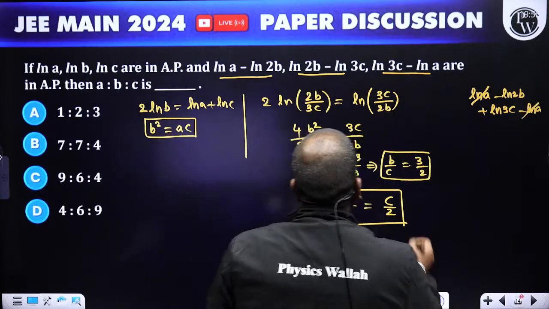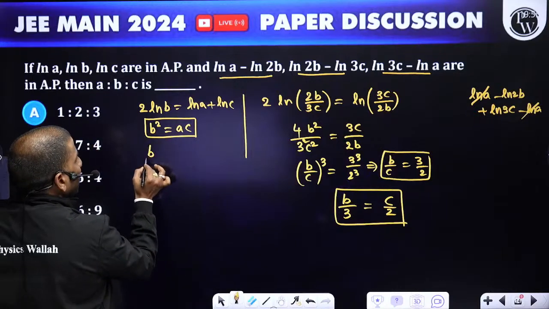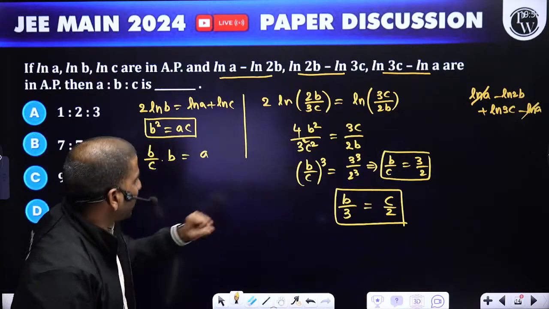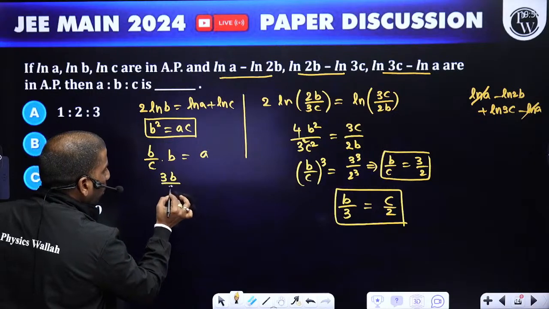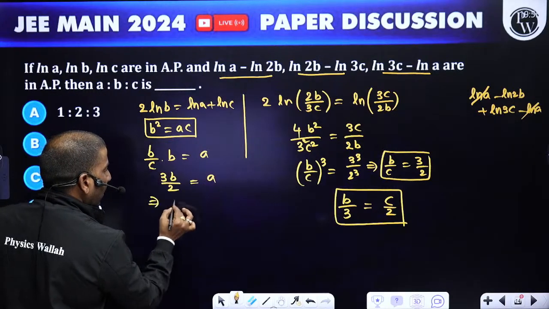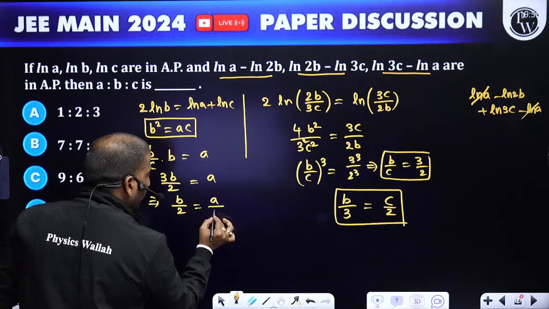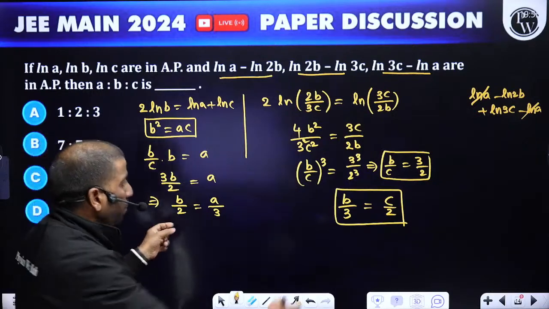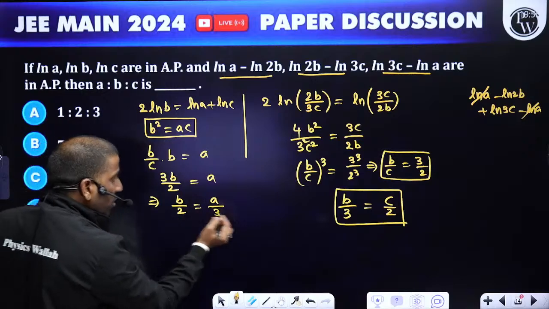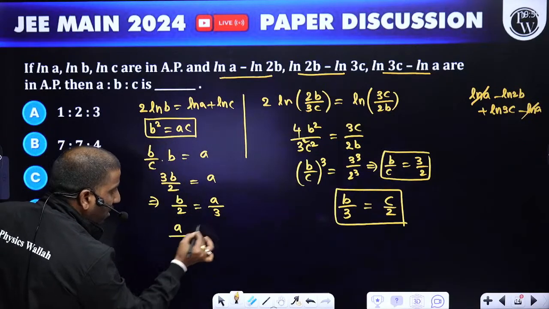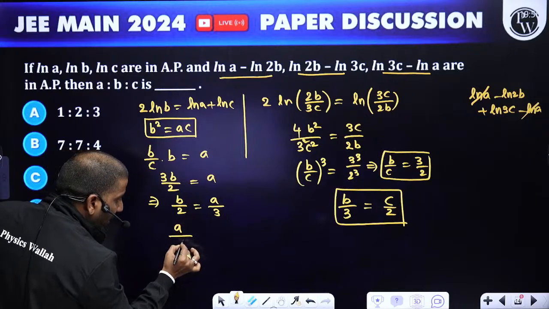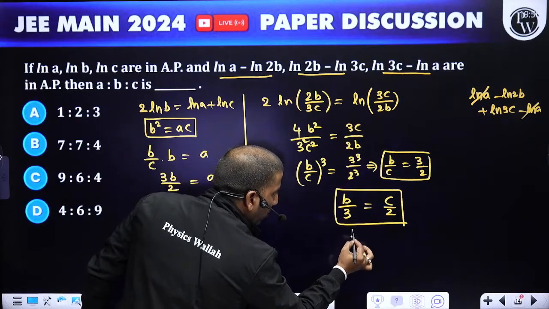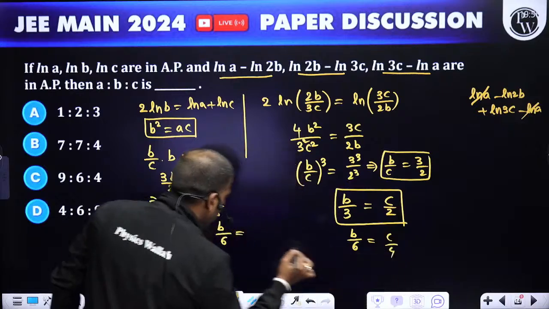Right. So when I write b by c here, this is b by c into b by c into b is equal to a. B by c is 3 by 2. So 3b by 2 is equal to a. So what I can write, b by 2 is equal to a by 3. Right? But matching both is the important thing. So here 2 is there, here 3 is there. So I will multiply by 3 here, so then a by 9, this is b by 6. Here also multiply by 2, so b by 6 equals c by 4.